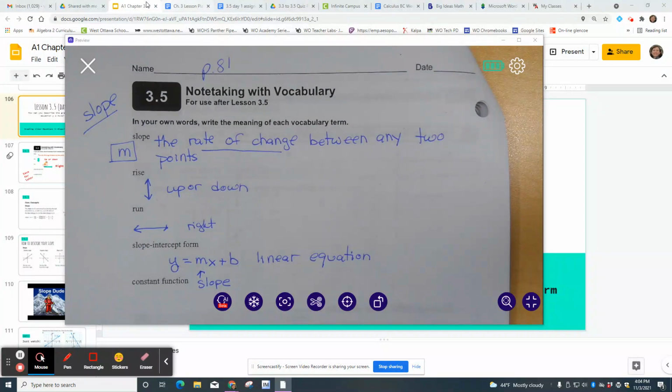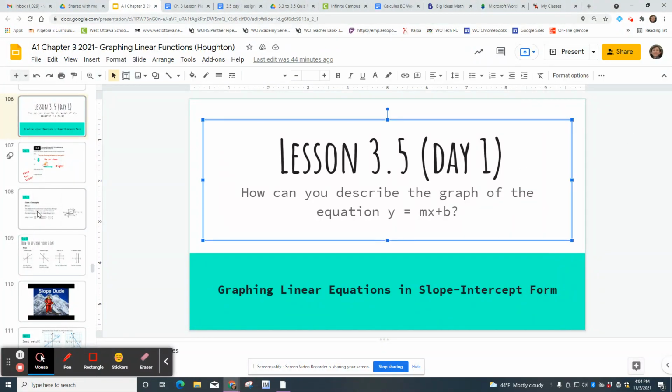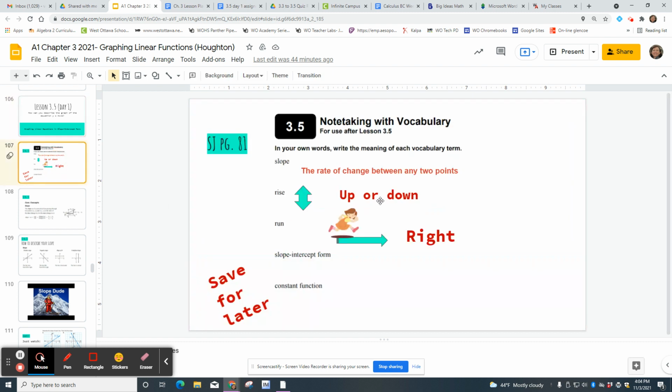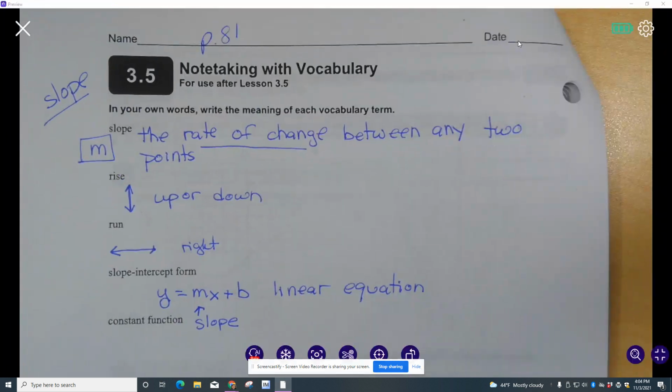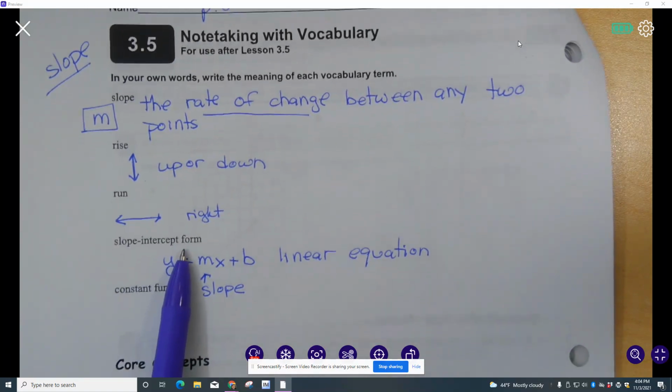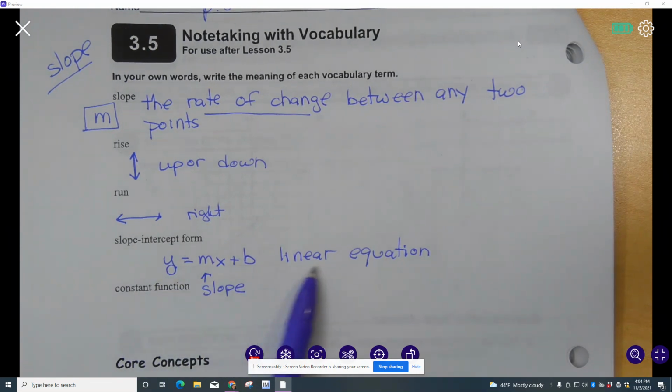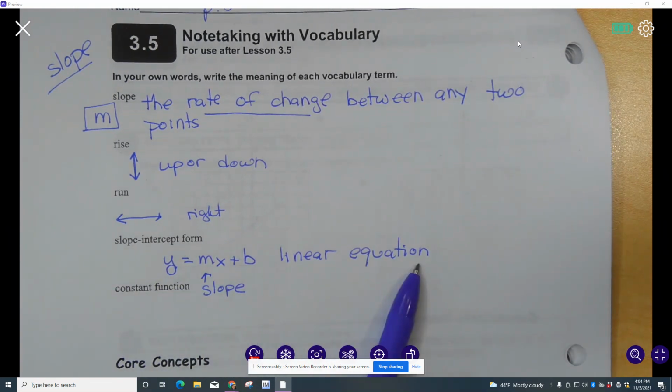I'll show you a cute little diagram I have for rise and run. So here, up and down and run. See the little girl running to the right? That is your rise and run. You might remember that from when you learned slope in 8th grade. Slope-intercept form, we've talked about that a little bit already. It's y equals mx plus b. That is one way to identify a linear equation.